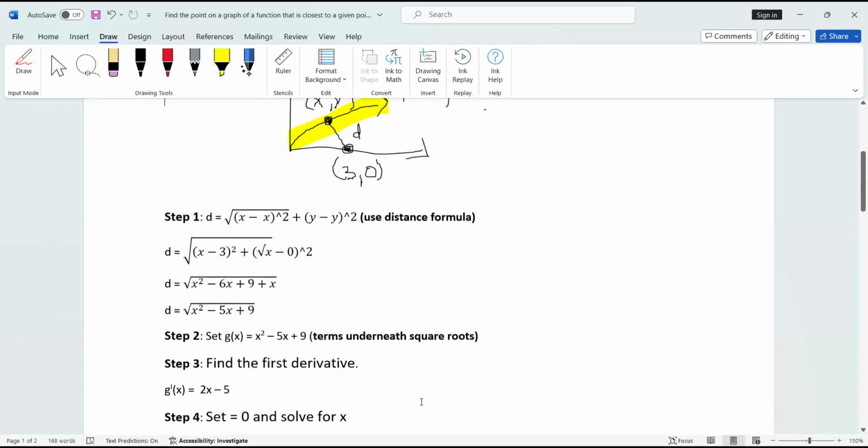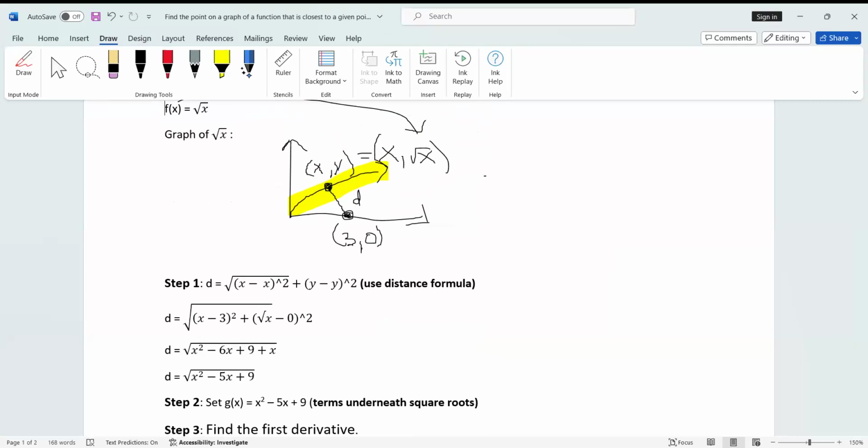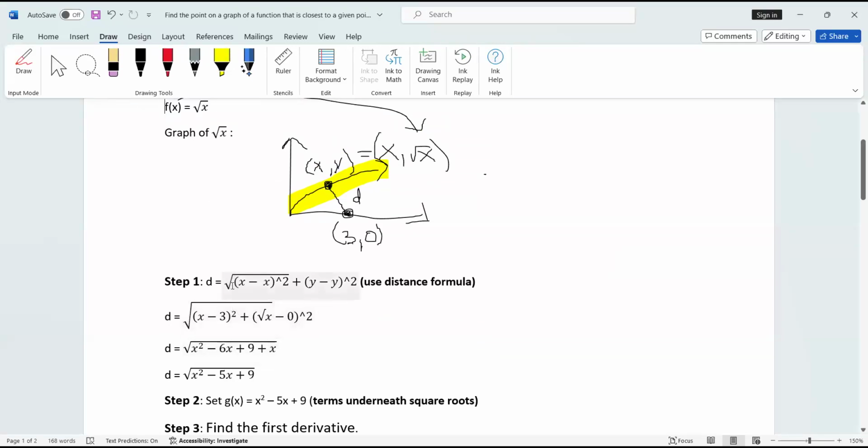use our distance formula. Recall your distance formula: you take the square root of the differences between your x coordinates squared plus the differences between your y coordinates squared. In our case, our x coordinates are x and 3. So down here, we substitute (x minus 3) squared. Our y coordinates are square root of x and 0. So we substitute (square root of x minus 0) squared.